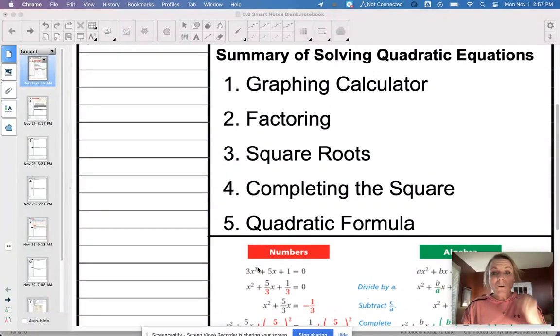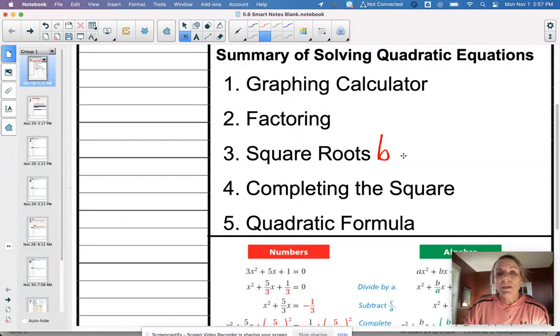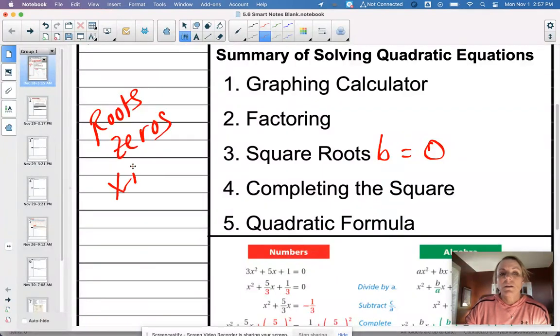So here are all the methods used to solve quadratic equations. We've used a graphing calculator, we've factored, we use the square root method. Remember, that can only be used when b equals 0, completing the square, and now the quadratic formula. All of these methods will generate the same roots, zeros, x-intercepts.